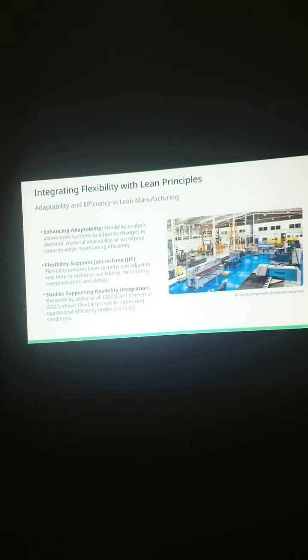Studies supporting flexibility integration: research by Leader et al. 2022 and Shen et al. 2020 shows flexibility's role in optimizing operational efficiency under changing condition. Okay, you see, Six Sigma and flexibility improvement, enhancing process quality through flexibility. Okay, flexibility in Six Sigma helps manage variability, allowing for better control over uncertainties in production process.